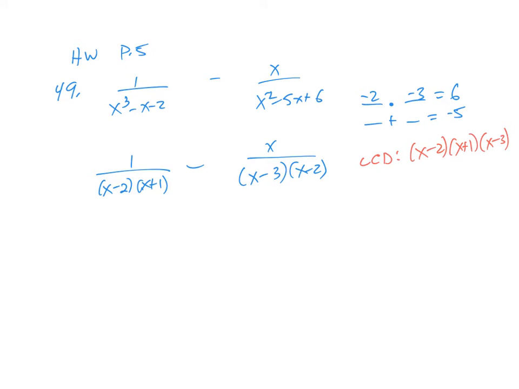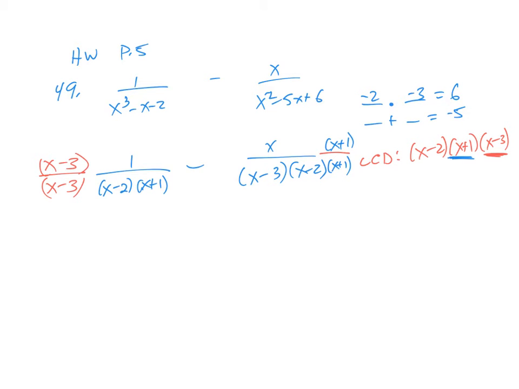So we're going to multiply each fraction by a funny form of 1. The first fraction, we're going to multiply by the factor that's missing in its denominator, which is x minus 3. So the first fraction is going to be multiplied by x minus 3 over x minus 3. The second fraction is going to also be multiplied by a funny form of 1, and the factor that's missing from the denominator of the second fraction is x plus 1. So we're going to multiply the second fraction by the quantity x plus 1 over x plus 1.